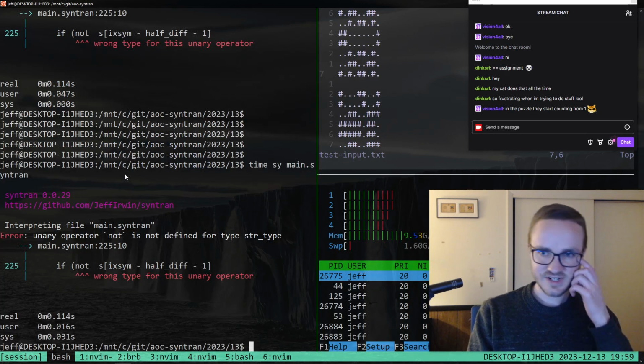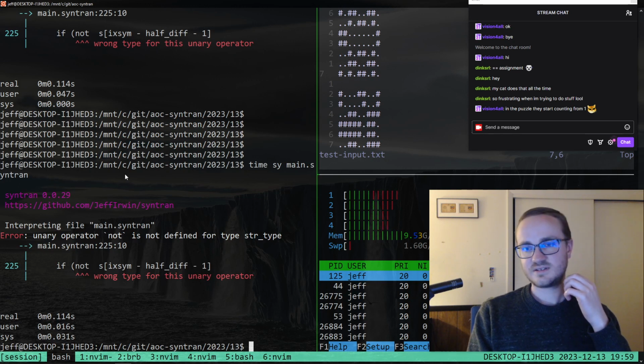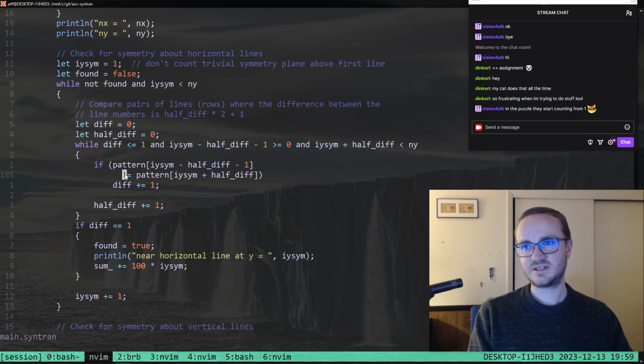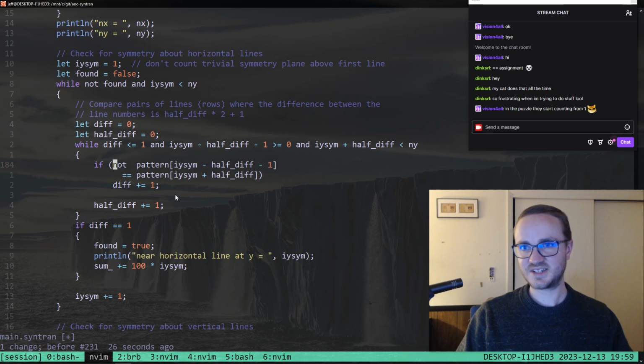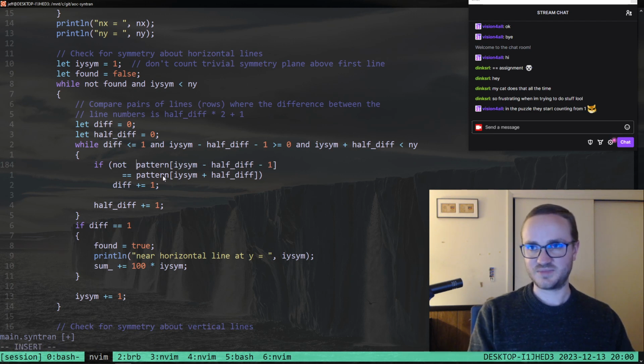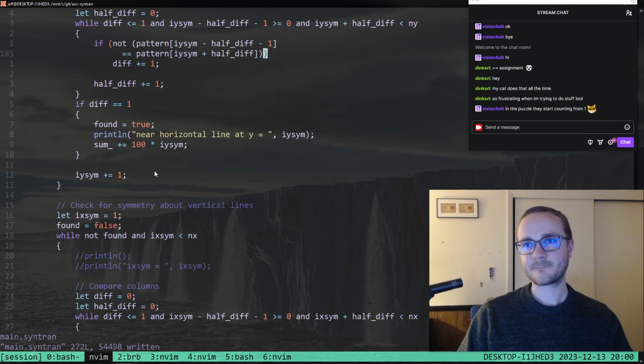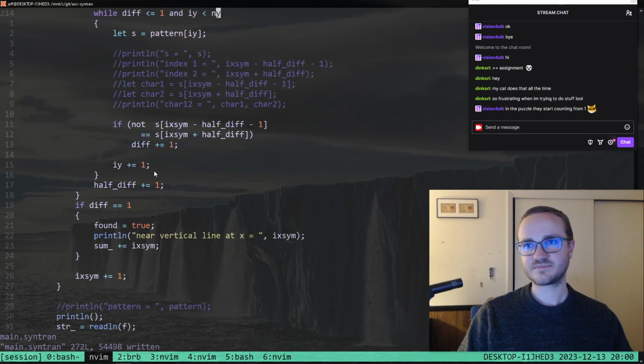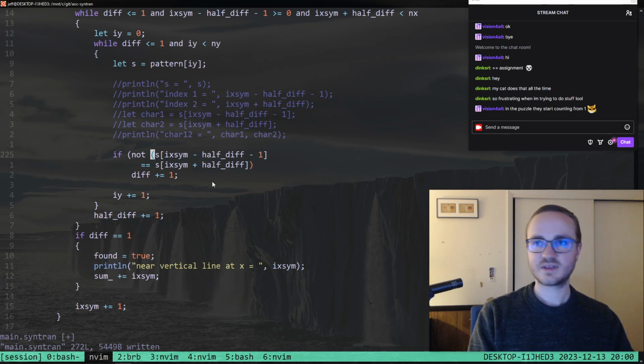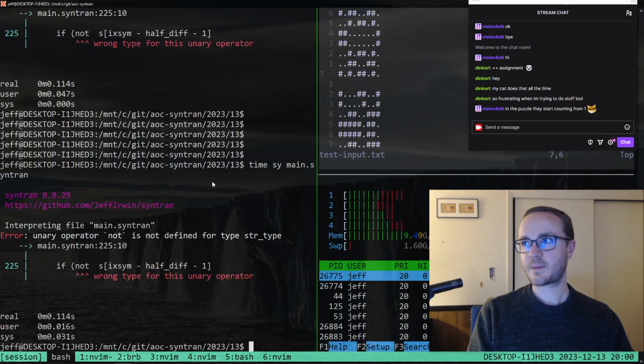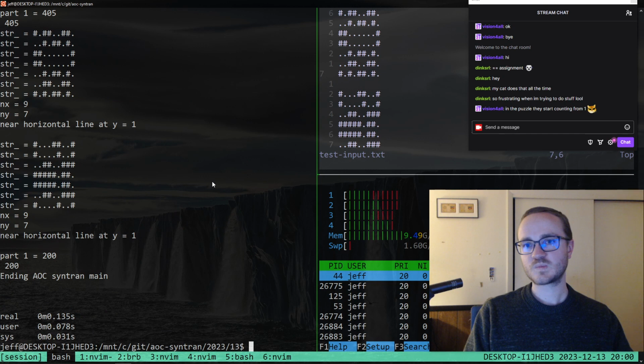Wait. Did that work? I don't trust that. I'm pretty sure this operator doesn't exist. But what I do need are parentheses. I need that here too. 200. That's not right.